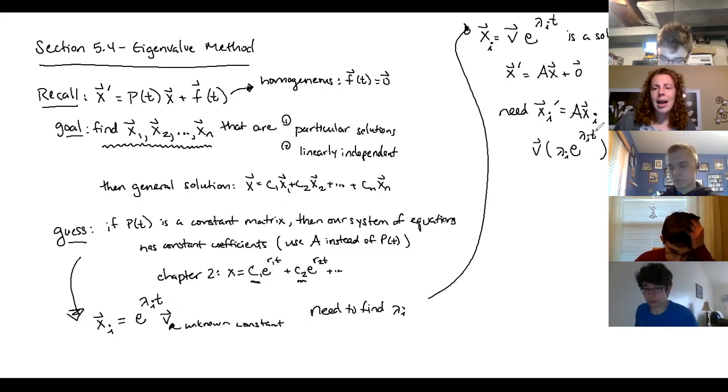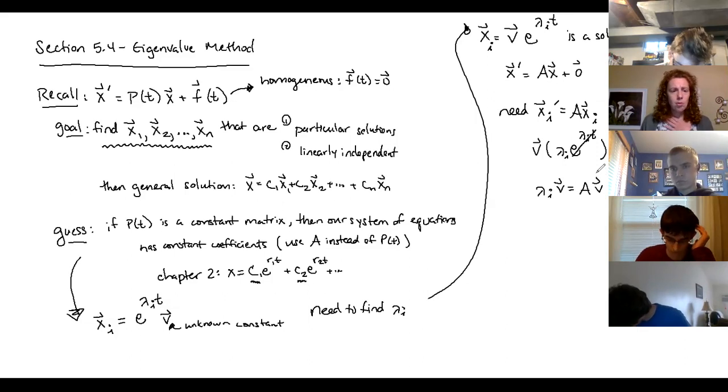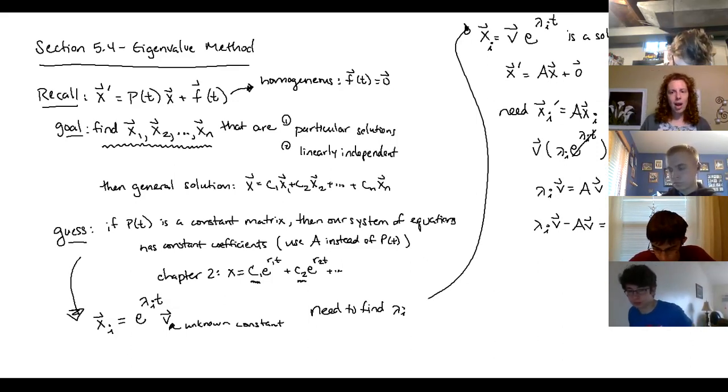The e to the lambda I t is never 0, so I can cancel that, divide by that. That's okay, that's fine. So what I need is lambda I v equals A v. That's what I need. So I'm looking for... Okay. Can we rearrange a little bit? So let's do some subtracting. I need lambda I v minus A v to equal 0. If I subtract, I'm going to get this on the other side.